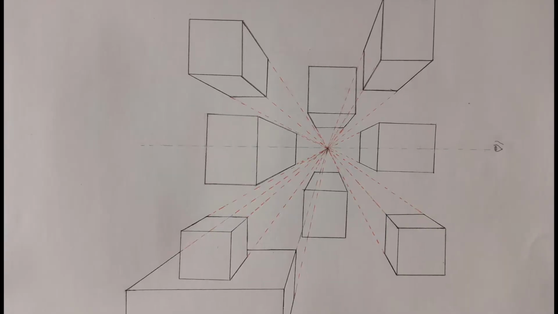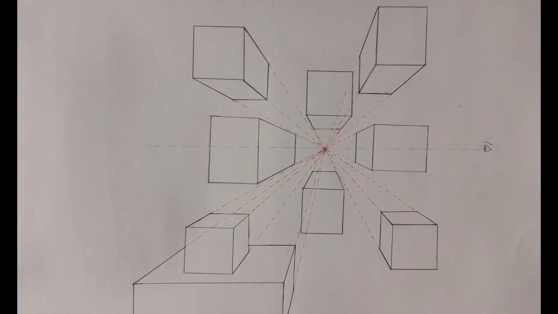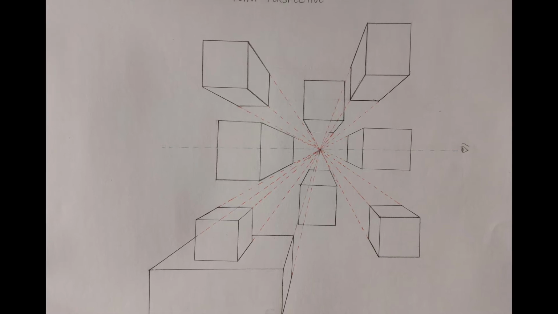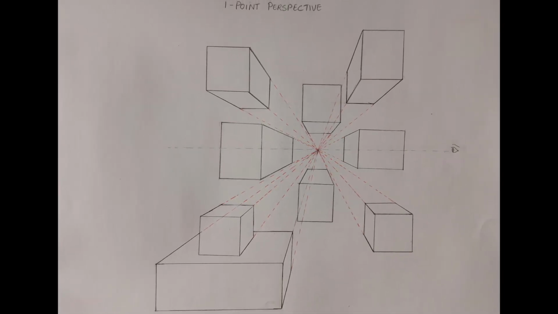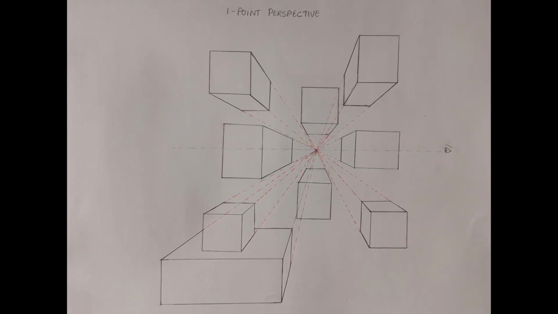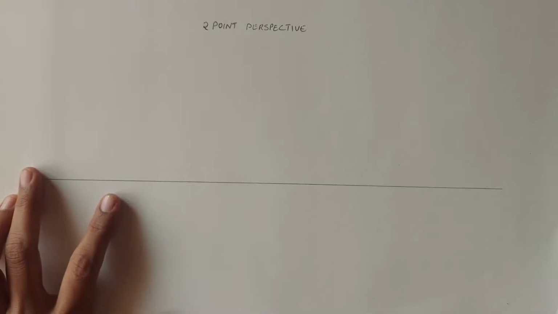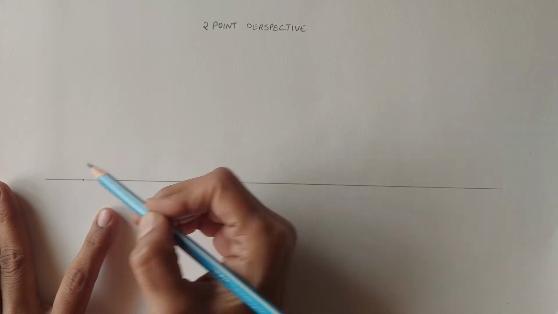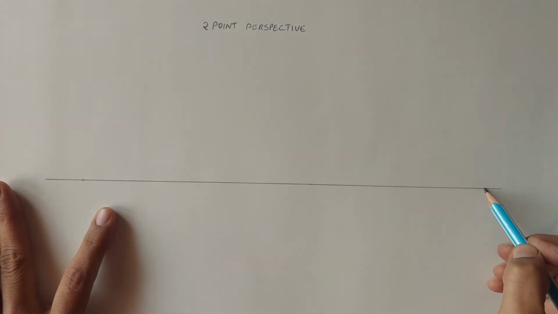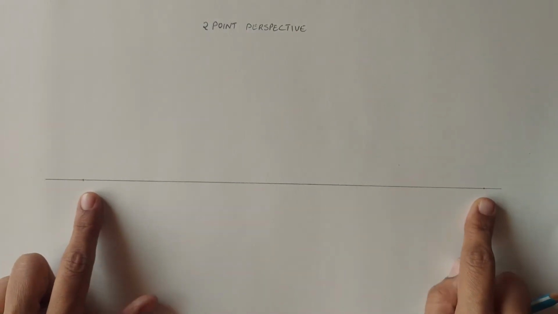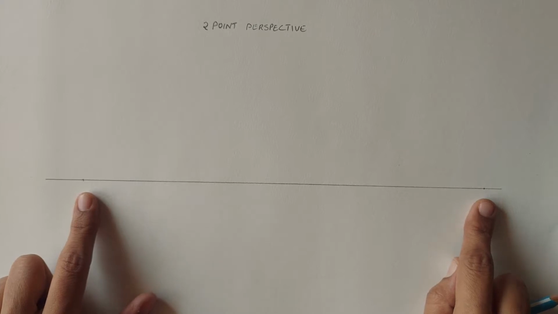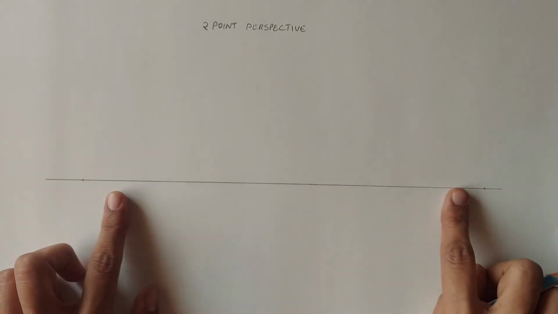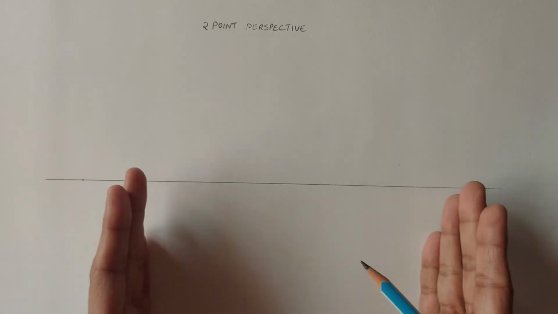In 1-point perspective, we saw that the things are vanishing in a single point while we are seeing the object from the front, whether on the eye level or below or above the eye level, right? Whereas in 2-point perspective, we are going to be seeing things from their corners. So as the name implies, 2-point perspective means there are two vanishing points, okay? Now that is, the object disappears towards two vanishing points.